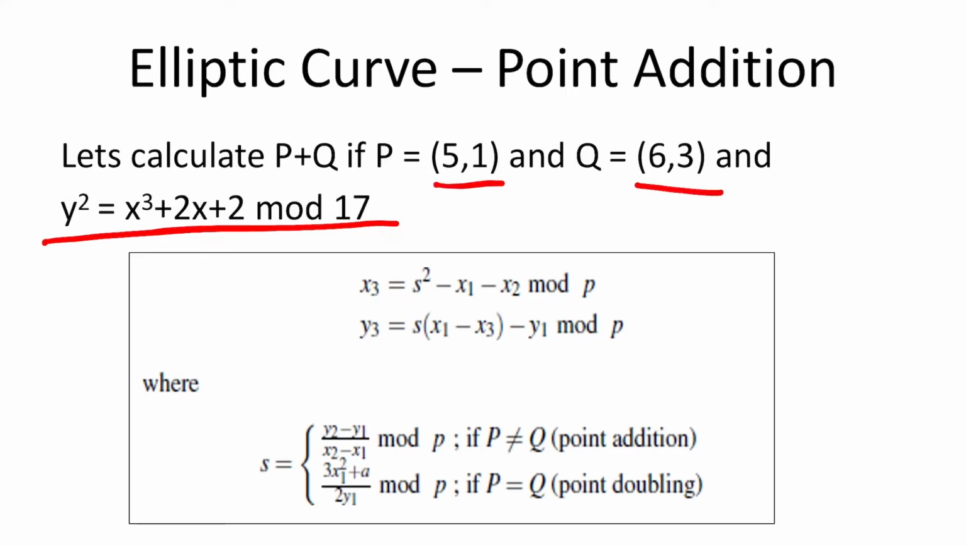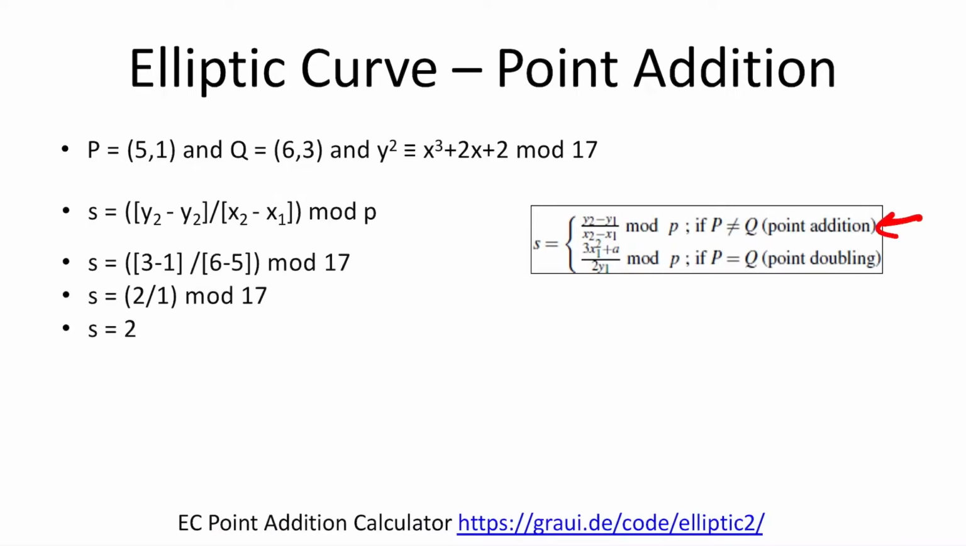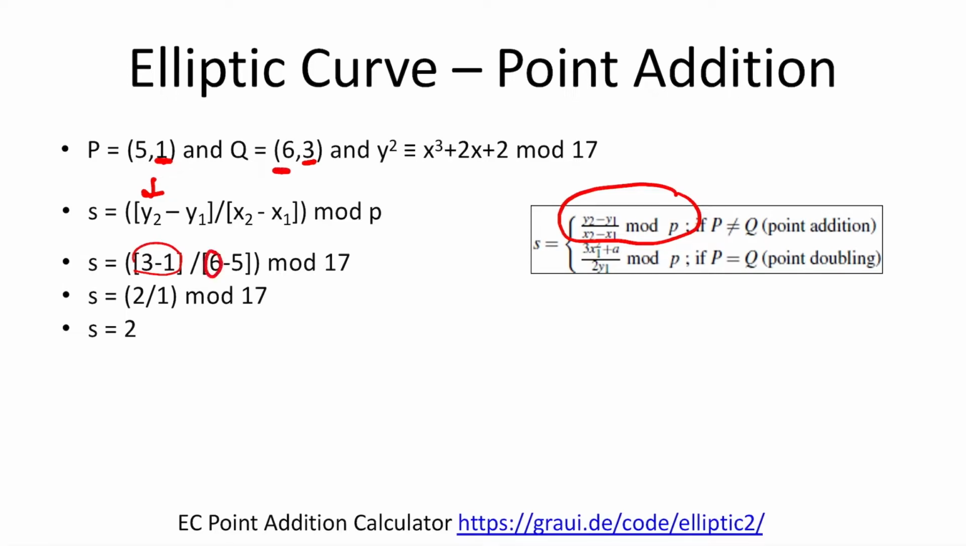So our points are (5, 1) and (6, 3), both of which are part of this finite field. Now the first step is to find the slope S. Since these points are not equal, we are going to use this first formula right here. Plugging in the values gives us S equal to 2. y2 is 3, y1 is 1, so we have 3 minus 1, and x2 is 6 and x1 is 5, right? So we get 2 by 1 mod 17, which is basically 2.